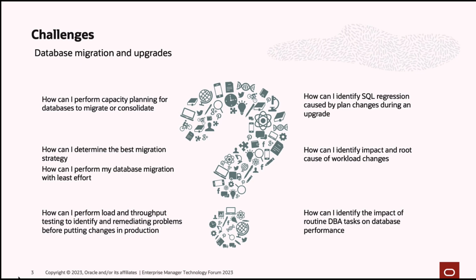One of the most important parts of an upgrade or migration is to make sure that you have the same or better performance on all SQL statements. So how can I identify regression, and if our new platform is more powerful, then how can we identify regression if it's showing improvements? Do we have any plan changes, and how do we detect that?